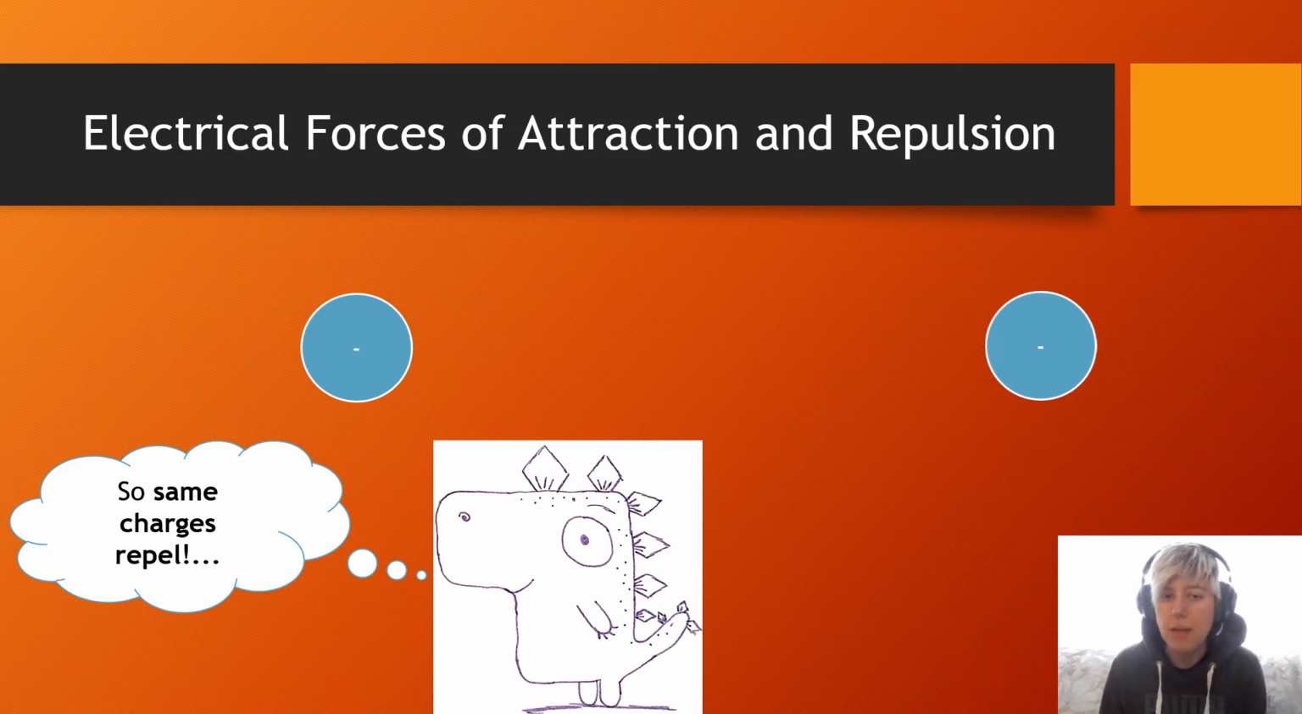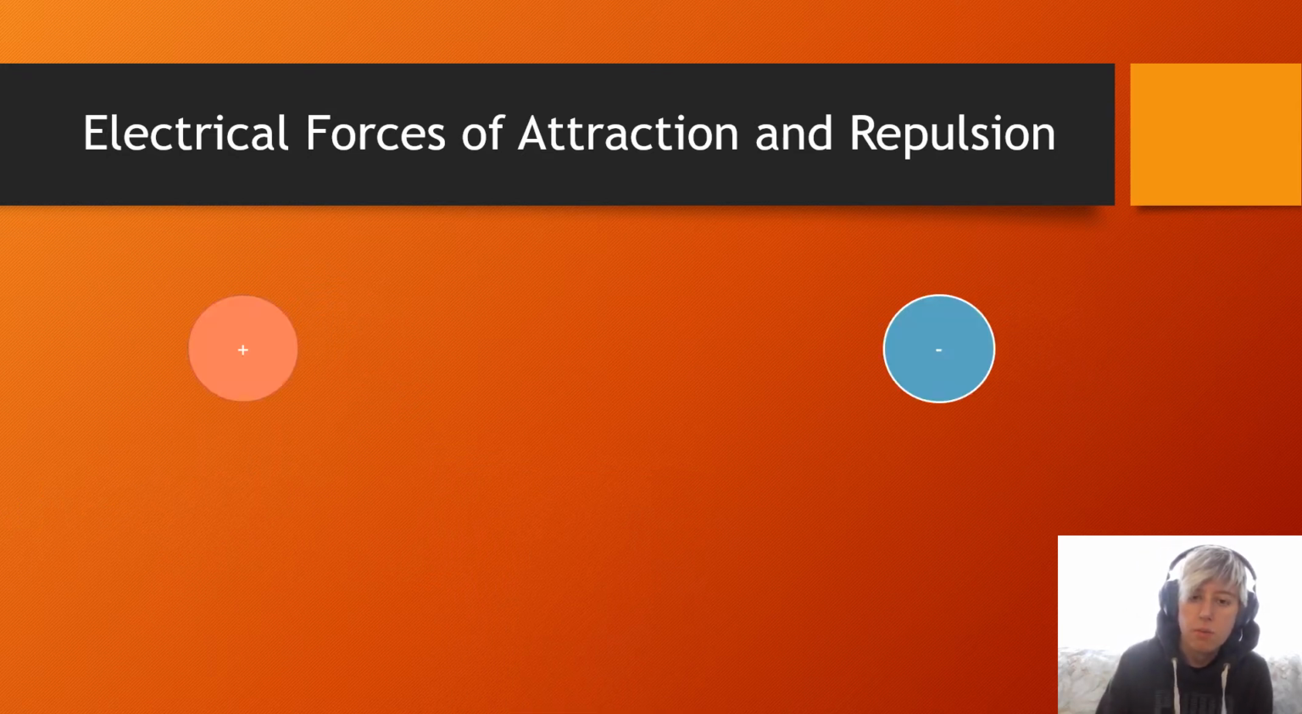Now let's see what happens when we have 2 objects that have opposite charges. So what we have right here is a positively charged object and a negatively charged object. And let's see what happens when we bring them together.